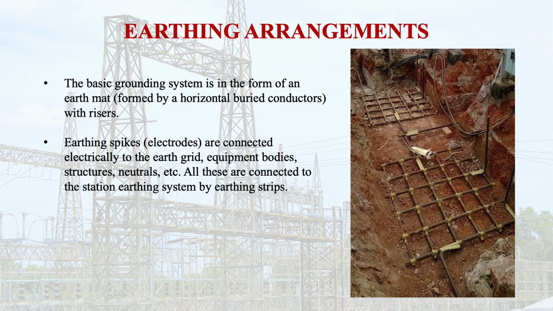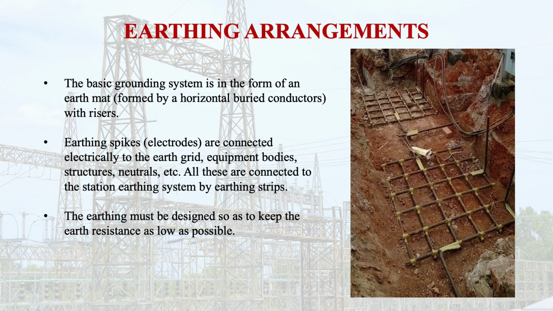In the substation, the earth mat is beneath the ground, and it is formed by horizontal buried conductors with risers. The earth mat is provided within the substation area, and earthing spikes, which are called electrodes, are connected electrically to the earth grid. Equipment bodies, structures and neutrals are all connected to the station earthing system by earthing strips. You can see the earthing strips in the substation.